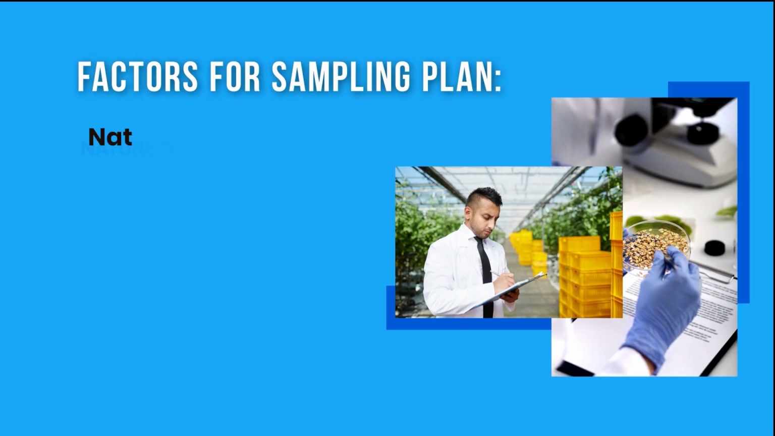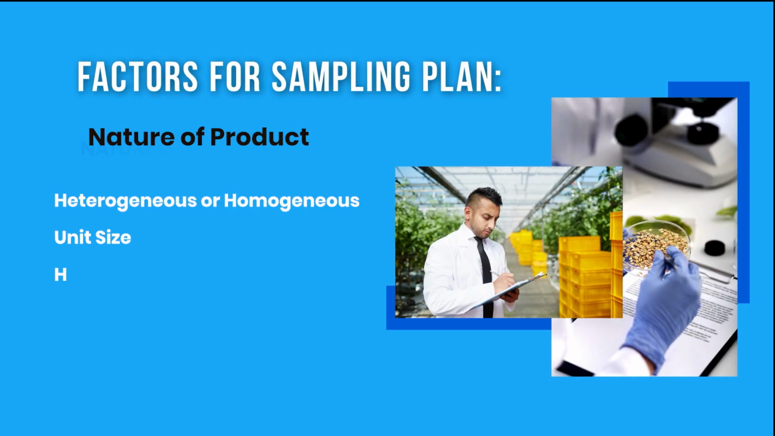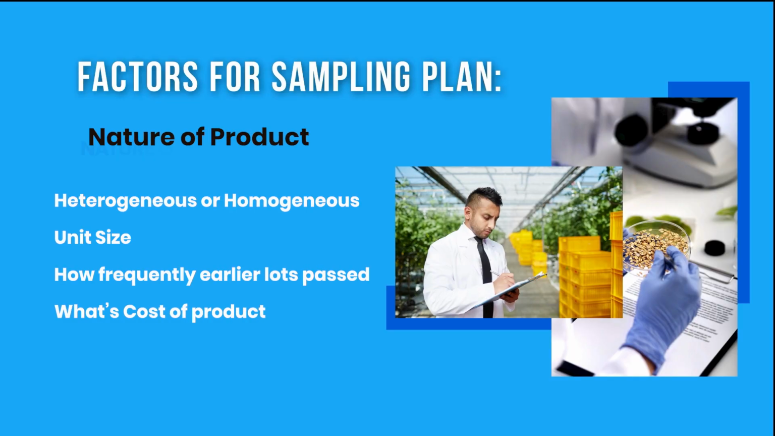Then we should also keep in mind the biggest factor, that is the nature of the product. If the lot is heterogeneous or homogeneous, we have to take care of our sampling plan in a manner that all aspects of heterogeneity are removed or taken care of. Unit size, how big the size of the lot is, how frequently earlier lots passed. We must also see there are two kinds of lots, continuous and non-continuous isolated one.